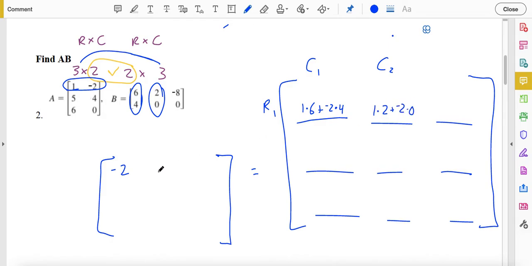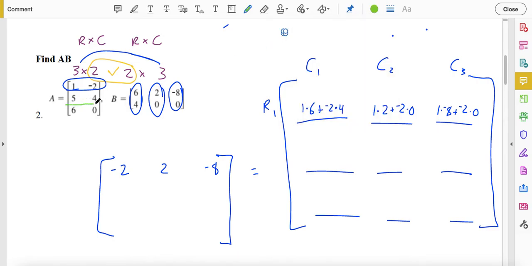That's 0, that's 2, so this is just 2 right here. All right, finally, for my row 1, column 3 spot, I take row 1 and multiply by column 3. So 1 times negative 8 plus negative 2 times 0. So that's 0, that's negative 8, so our answer is just negative 8. So that's our whole entire row 1 of our solution matrix. I'll change colors and we'll do it again.